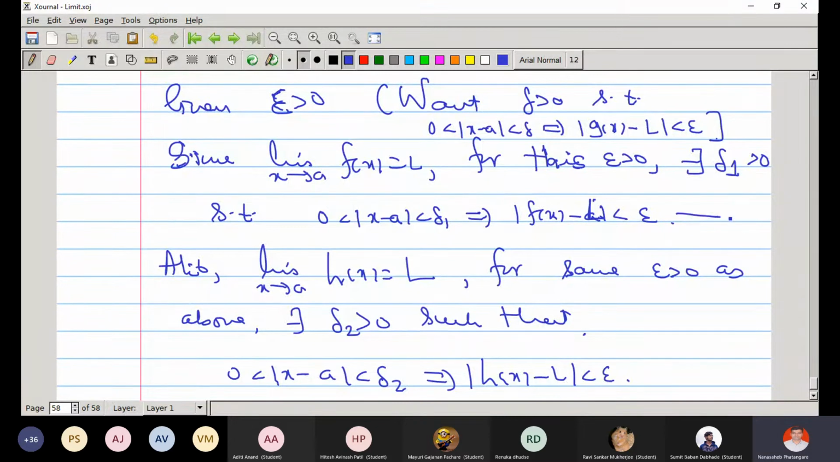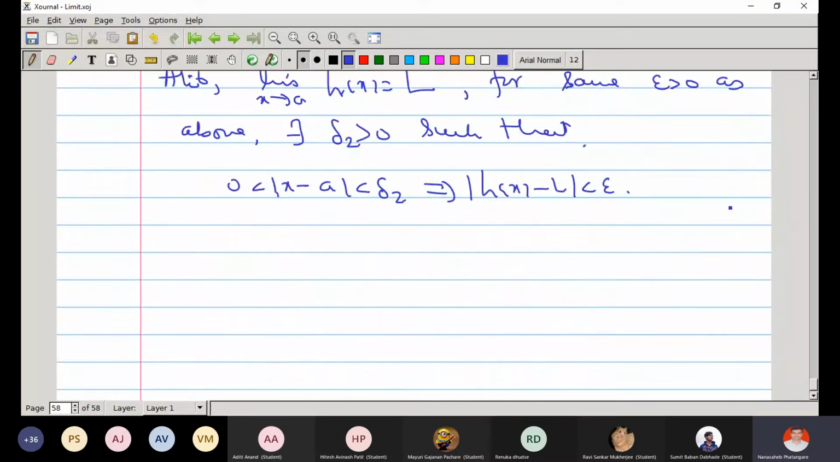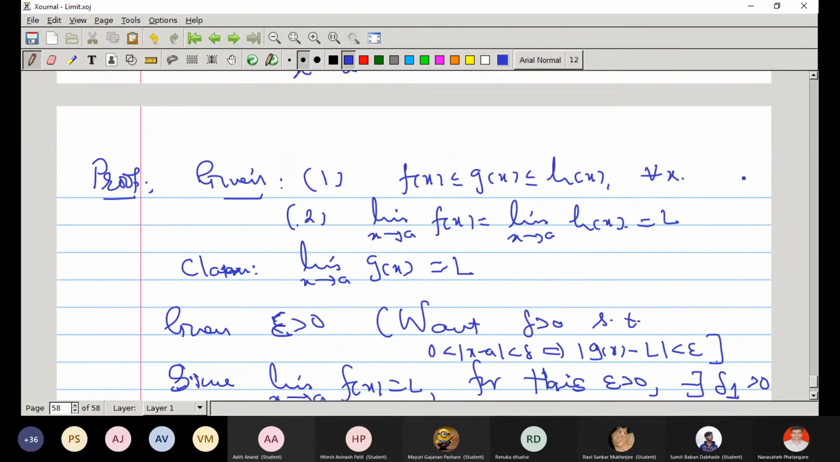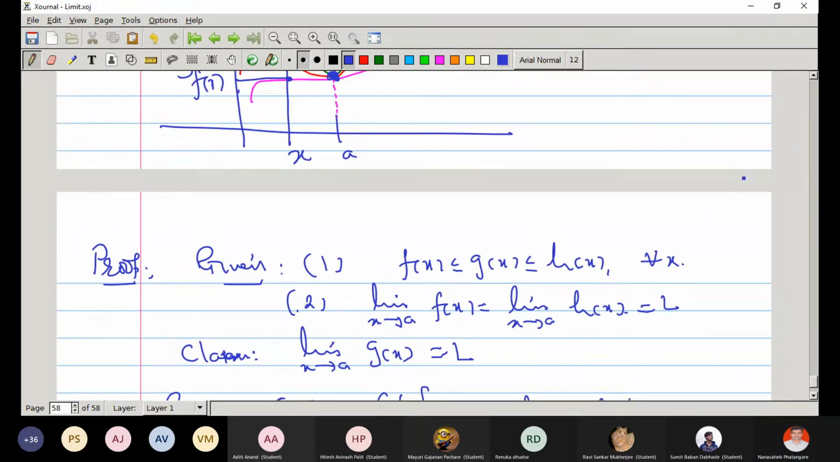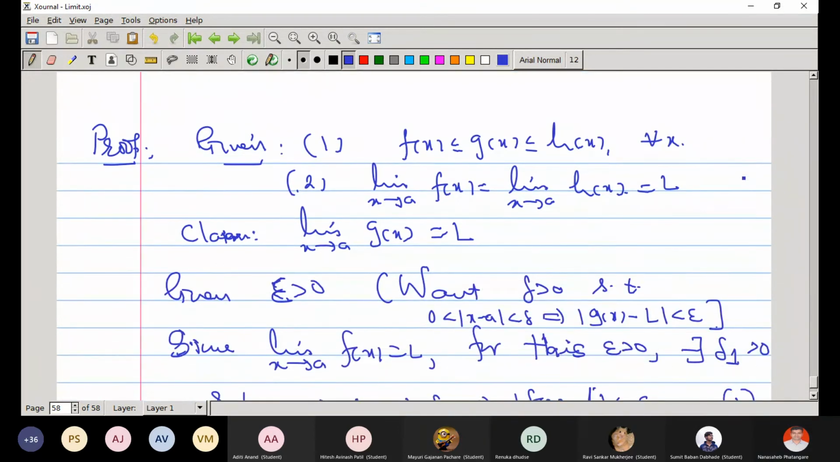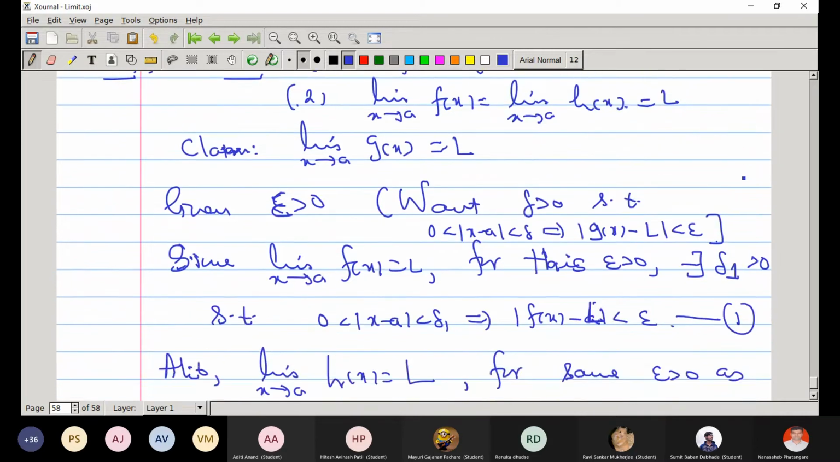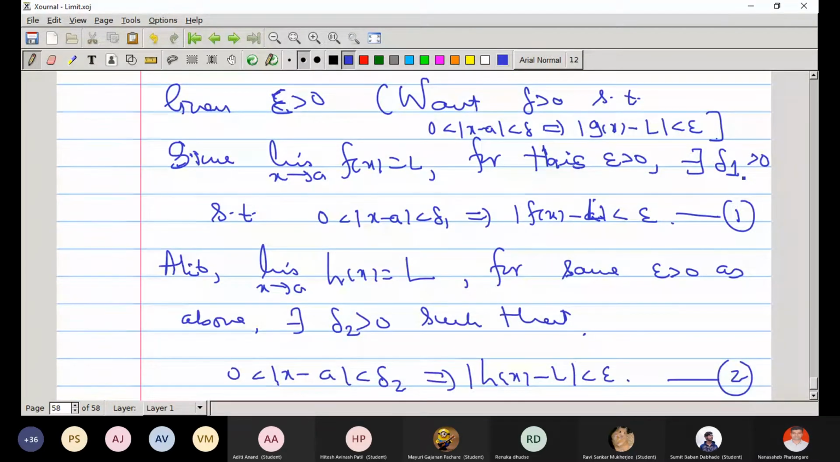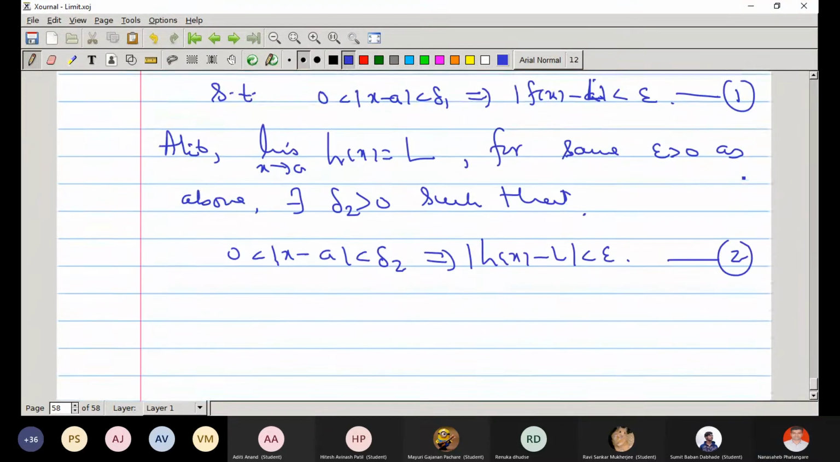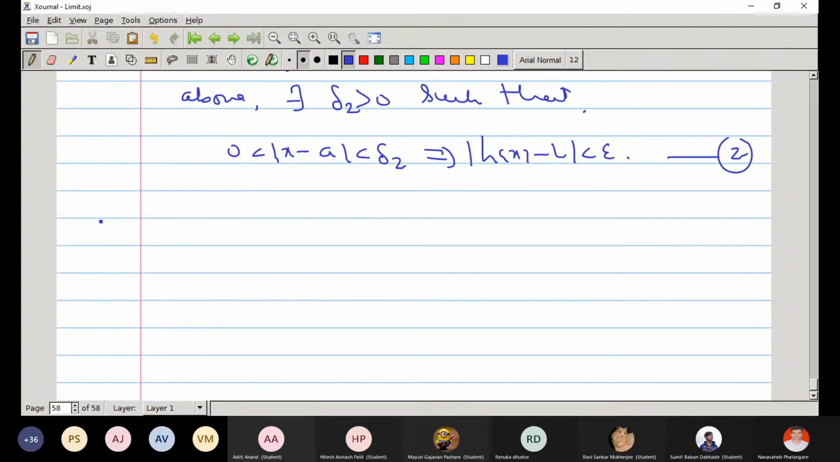There are two deltas, right? So what's the required delta which we want to find? We have actually found the deltas. The first is from expression 1: a plus delta 1, a minus delta 1.